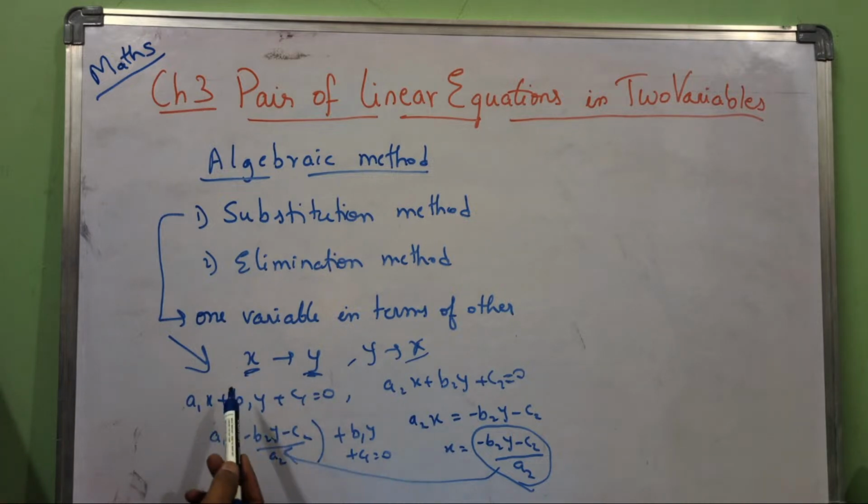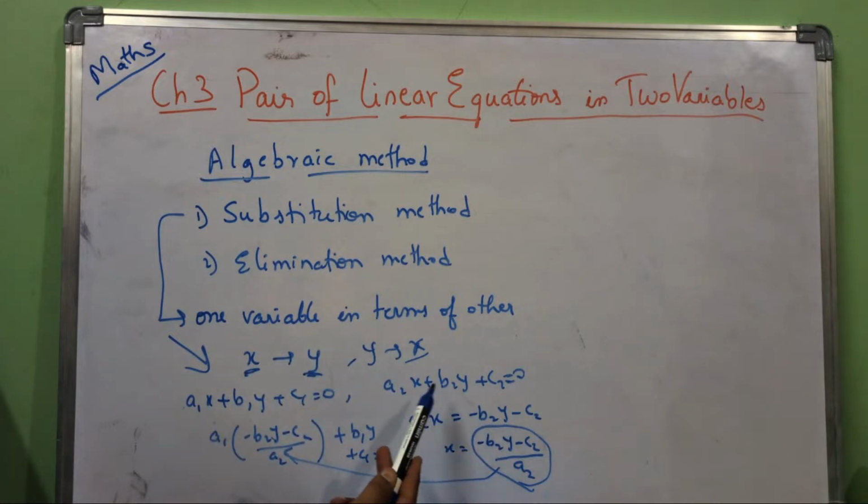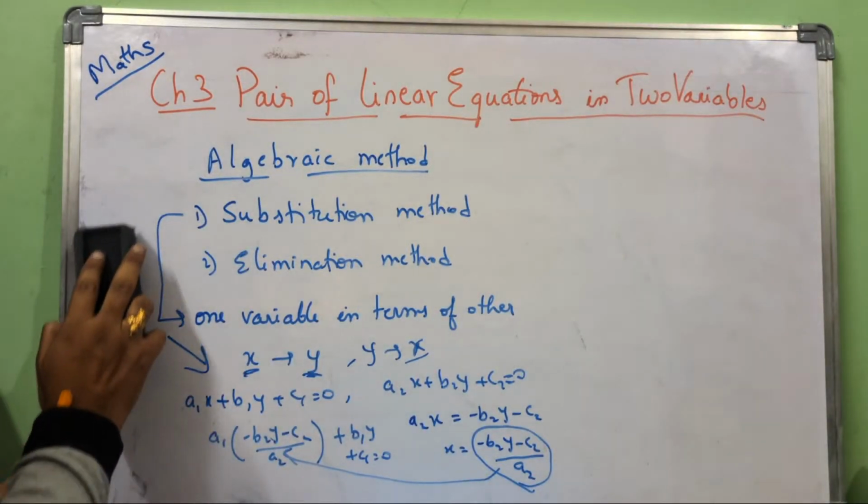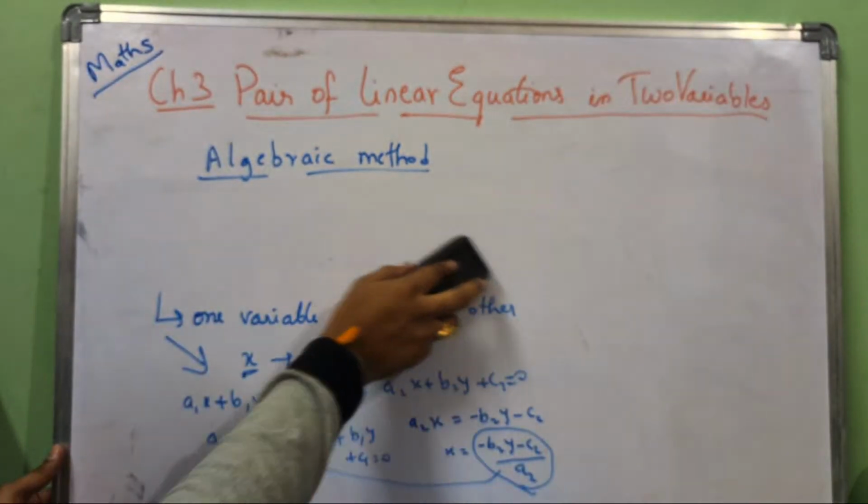If you want, you can also convert the x variable in terms of y using the first equation and substitute it into the second, and solve using that equation, and after getting one value you can use that value in the first or second to get the other value. Let's see with the examples now, using the substitution method first, then we'll go for elimination.